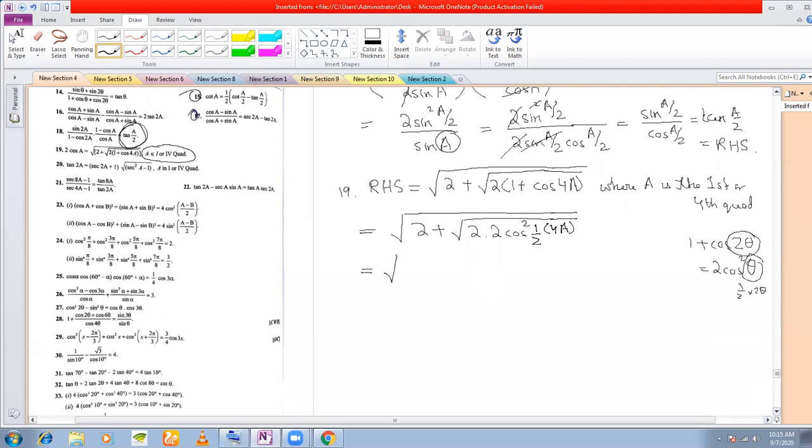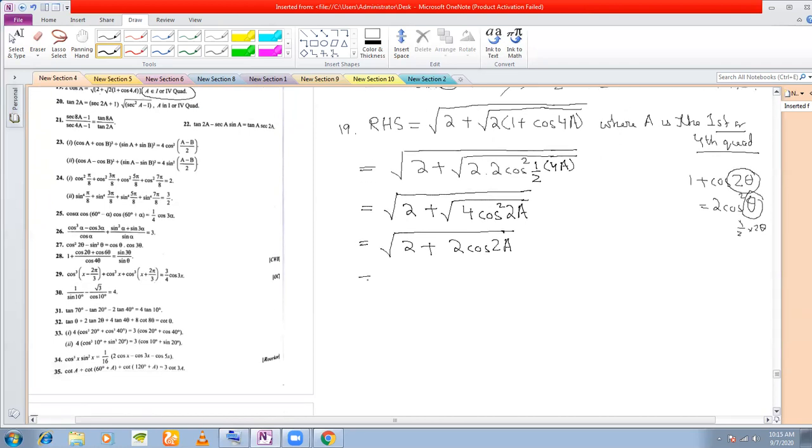Okay, so let's see what we get in the next step. In the next step, we get root over of 2 plus root 4 cos square 2a. Now root over of 4 cos square 2a is 2 cos 2a, isn't it? Because cos is positive, we can take the square root, because a lies in the first or the fourth quadrant, so cos must be positive. Therefore we can take the positive square root of this.